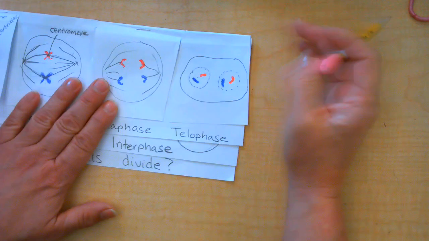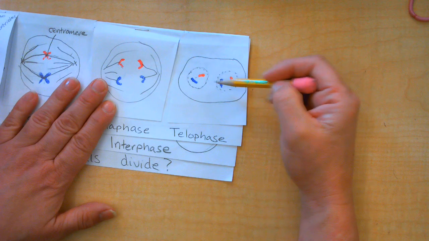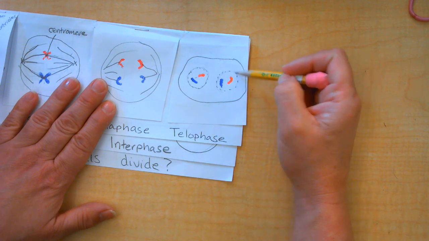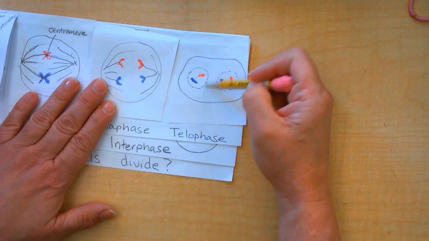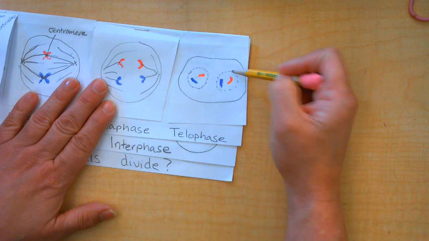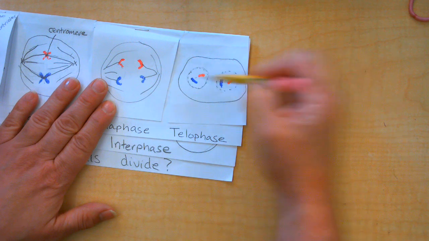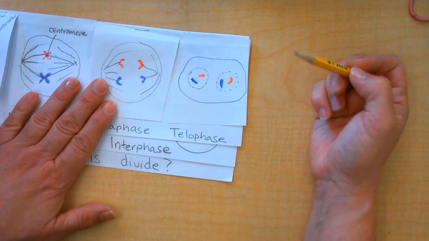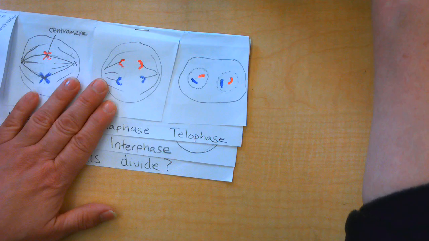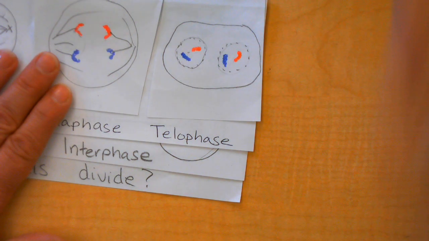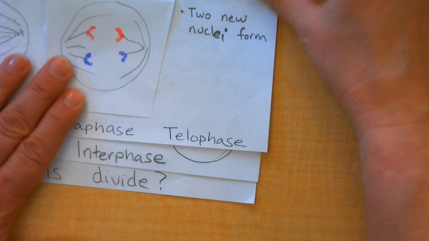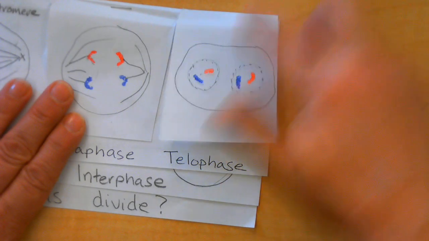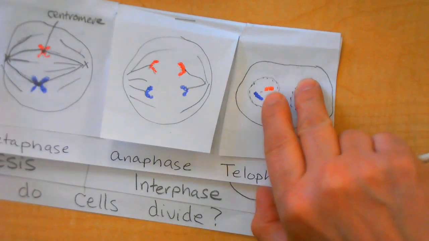And then finally, we have telophase. In telophase, 2 new nuclei form. So the membrane comes back around both of them. So it's like we have 2 cells in one. So finally, they need to pinch apart. Nuclei is plural for nucleus.